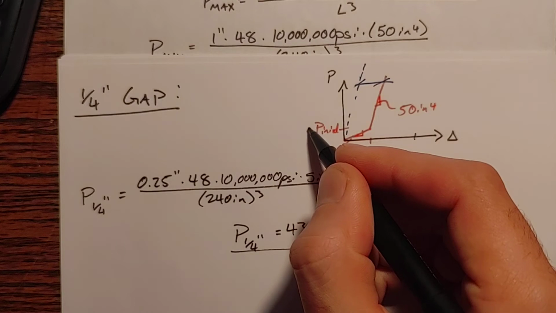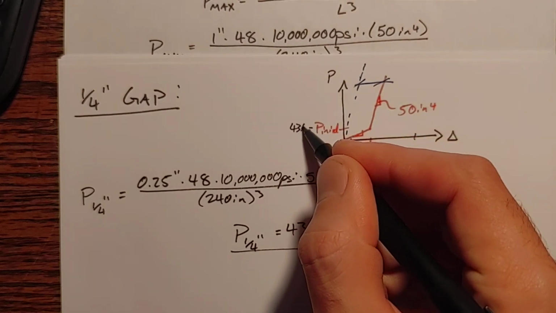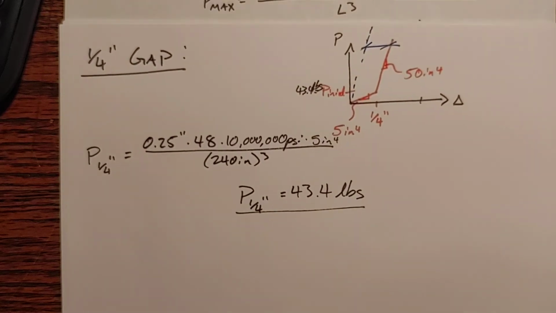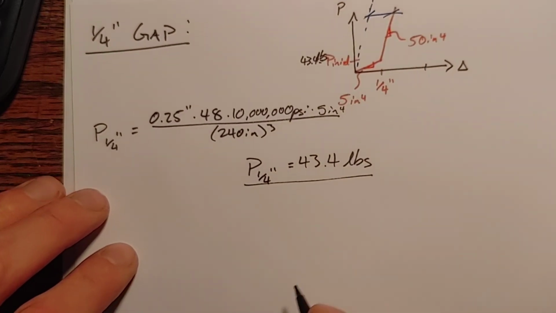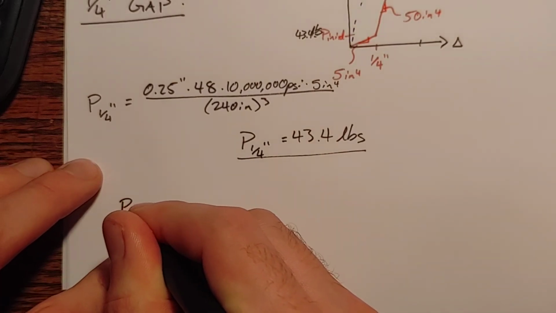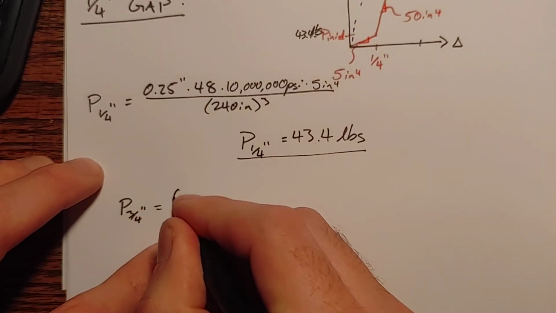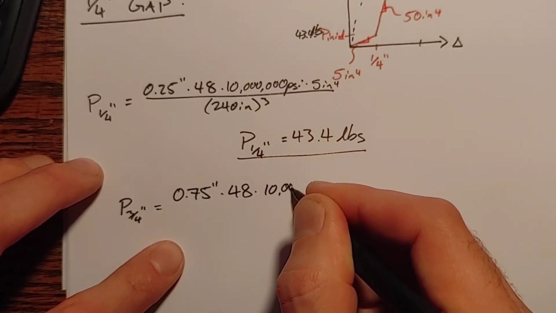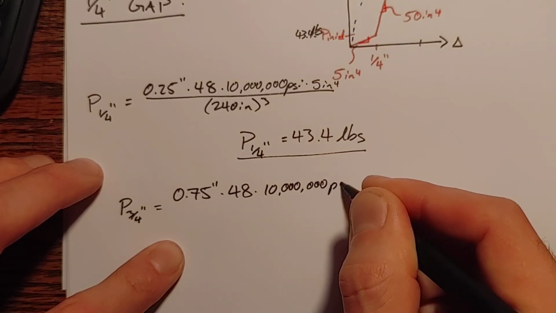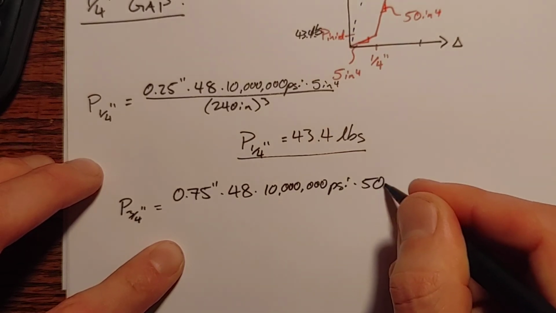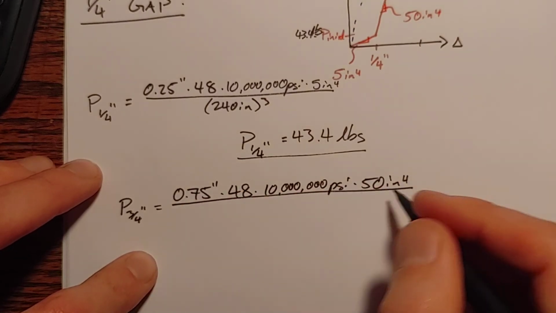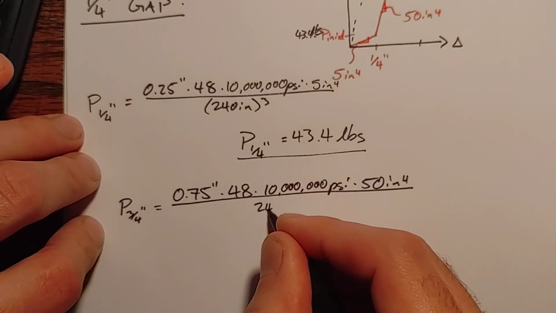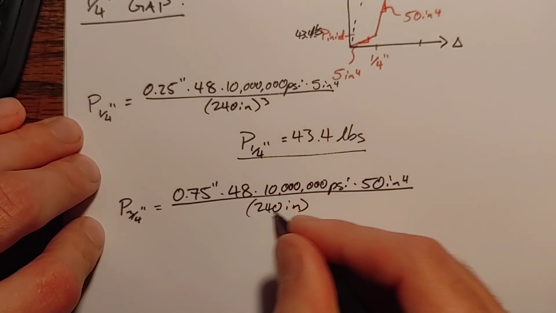Now, we know that P initial is equal to 43.4 pounds. And then we need to come up with the remaining 3/4 inches of deflection with the full 50 inches to the fourth in there. So P 3/4 inches, 0.75 inches times 48, 10, 1, 2, 3, 1, 2, 3 psi, 50 inches to the fourth. And this should legitimately be just 3/4 of that 1736. We'll plug it through just to make sure I'm not fat fingering anything at all.